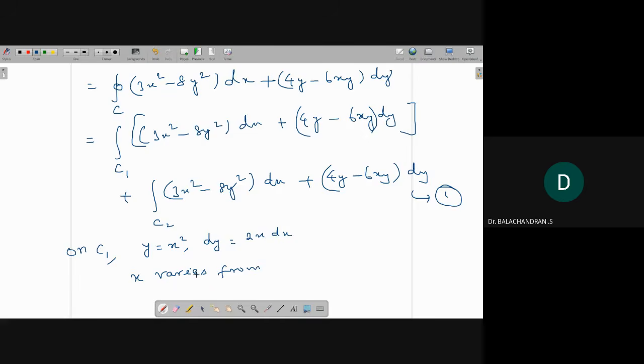On C1, X varies from 0 to 1. Okay. So now I will take this integral.